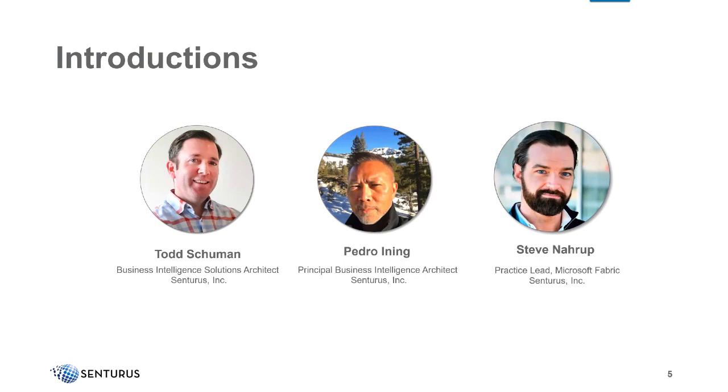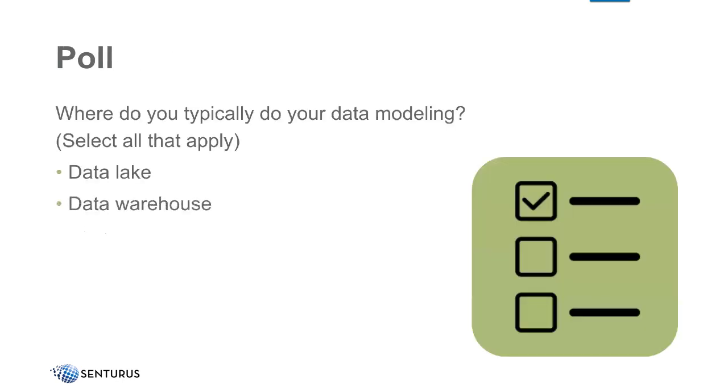Before we jump into the content, we wanted to do a quick poll just to get a feel for today's audience. If you could take a second to answer the following question. We want to know, where do you typically do your data modeling? Do you do it in the data lake, data warehouse, in the BI tool itself? Go ahead and spend a couple seconds here just to click and vote on what you typically do. This is multiple choice, so if it's more than one, feel free to click multiple choices here. And I'm going to leave it open just for a couple seconds to get full audience participation.